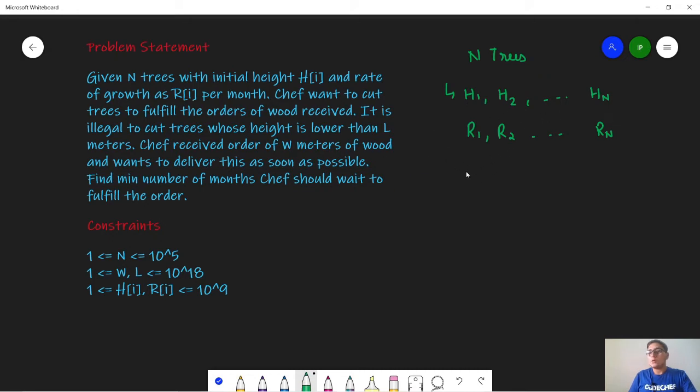Now Chef wants to cut these trees in order to get wood. In this city, there's a law that you cannot cut a tree whose height is lower than L meters. So, if there is some tree whose height is less than L, then you cannot cut it.